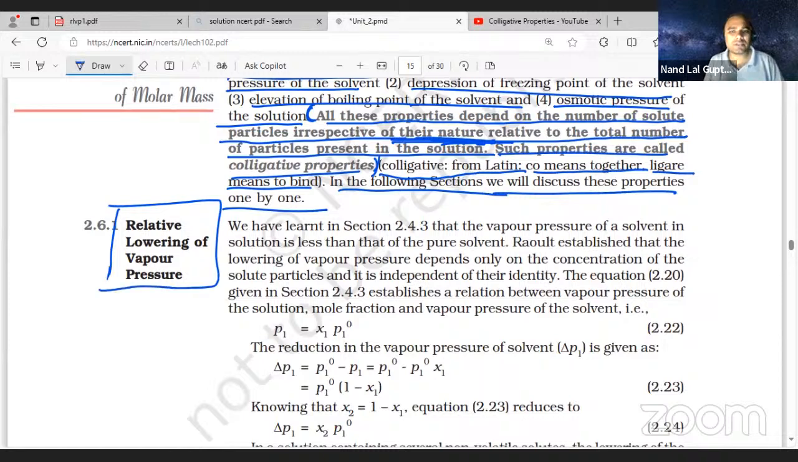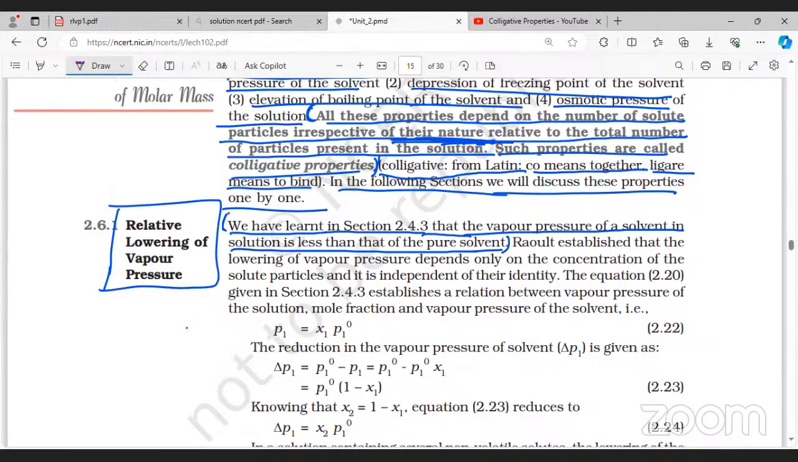These properties you try to understand. Relative lowering vapor pressure means vapor pressure will decrease when non-volatile solute is added. So here you see, we have learned in section 2.4.3 that the vapor pressure of the solvent in solution is less than the pure solvent. Why is it saying like that? Can you explain this point? This mole fraction will be less. For pure solvent the mole fraction is 1, here mole fraction will be less than 1.